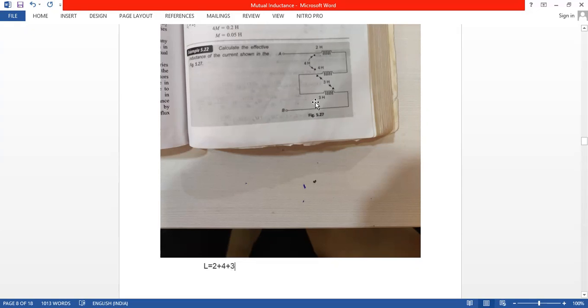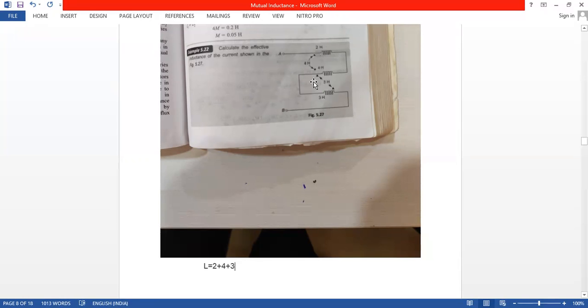Now, which inductor will we write? Which mutual inductance will we write first? Anything you can write. Shall we write this one? 3H mutual inductance first? Okay, we'll write this one. Write all of you. Mutual inductance between second coil and third coil, we'll write this one first, then we'll write this one. Now start all of you.